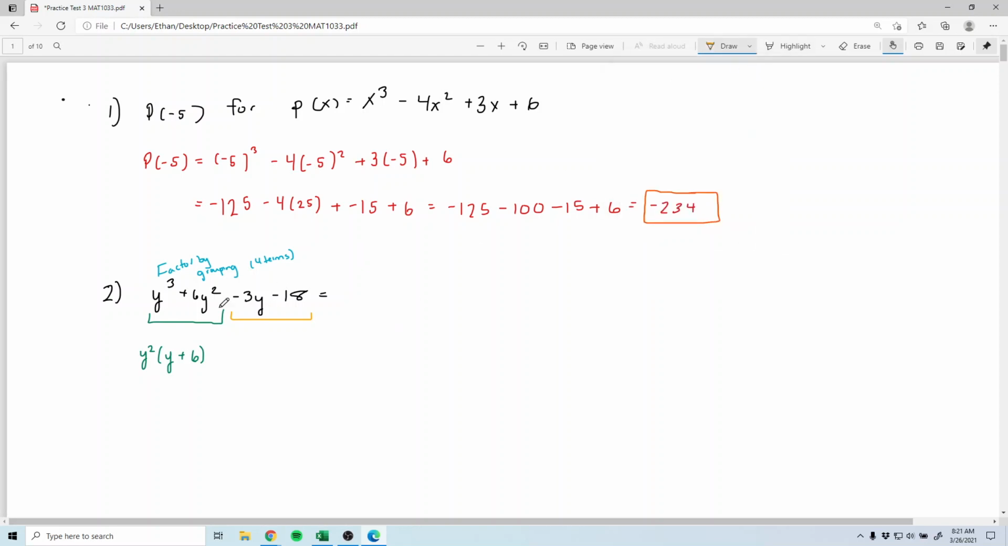And now similarly, we want to look at the second pair, which is negative 3y minus 18. Do we have anything in common there? There's no y's in common because 18 doesn't have a y on it. However, there is a 3 in common and also a negative. We can take out the negative 3. When we take that out of the negative 3y, we're left with just the y. And when we take that out of the negative 18, then minus becomes a plus, and 18 divided by 3 is 6. We get y plus 6.